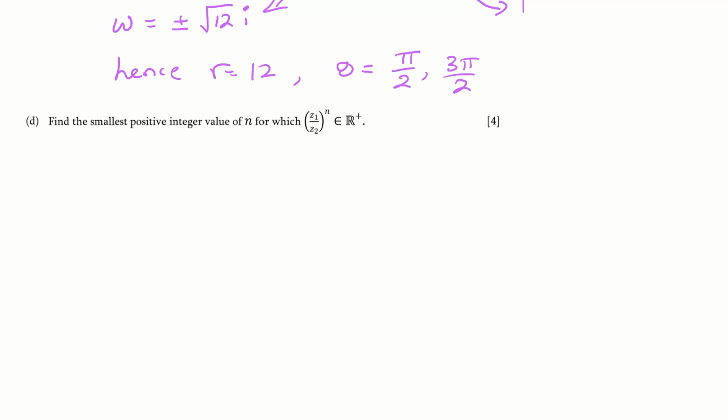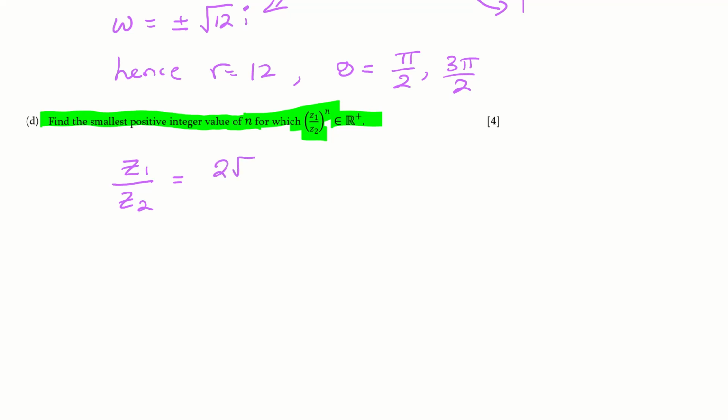Finally, we have part D. Find the smallest positive integer value of n for which (z1 over z2) to the power n is a positive real number. So let's think about z1 divided by z2. We know from earlier that z1 in cis form is 2 root 3 cis 3 pi by 2.